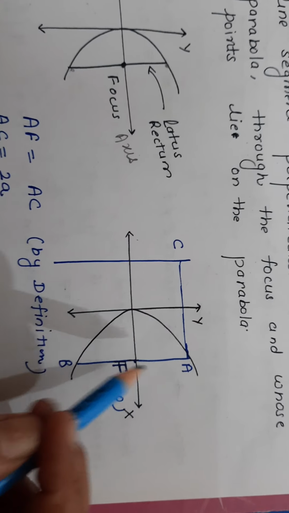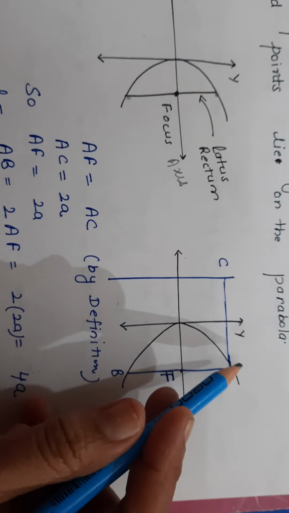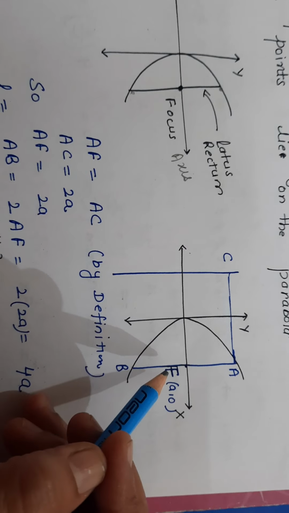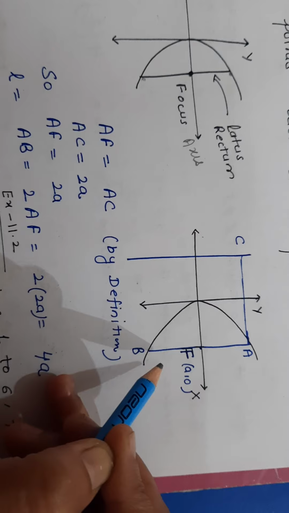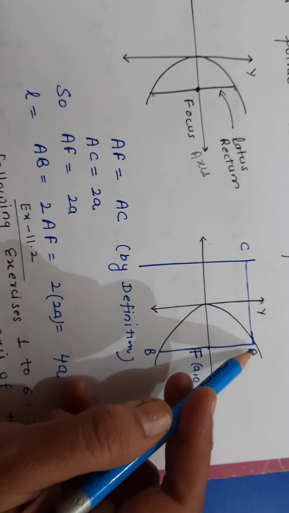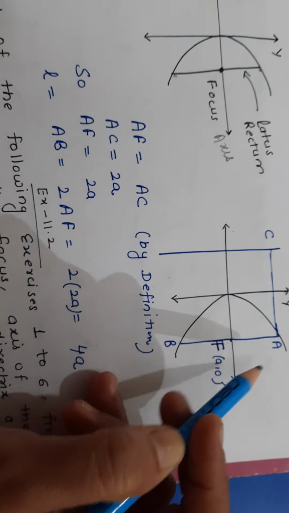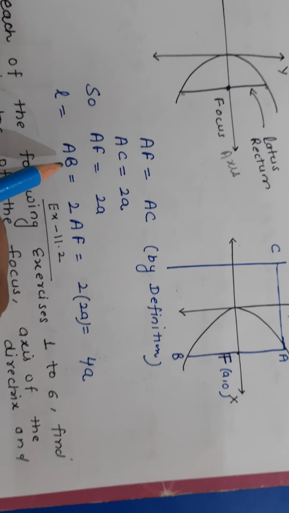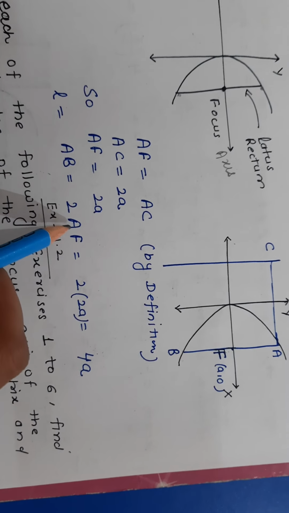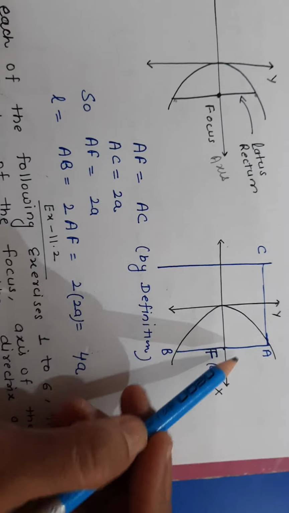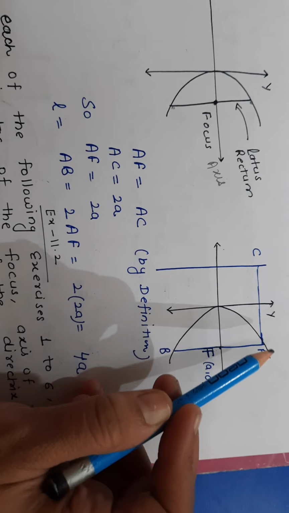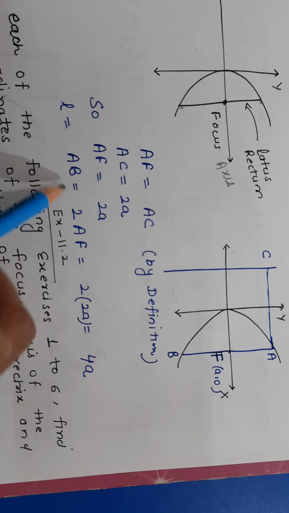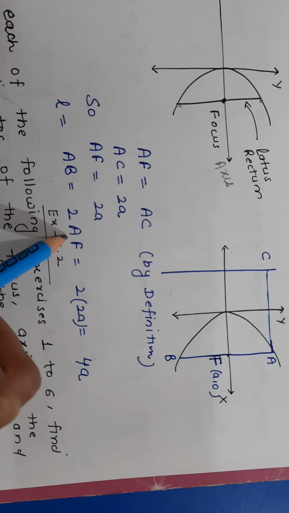Now this parabola clearly is symmetrical along the x-axis. So AF is equal to FB. This AB, the length of the latus rectum, is twice AF, because this is symmetrical along the x-axis, so AF must be equal to FB. That means you can write AB as twice AF.